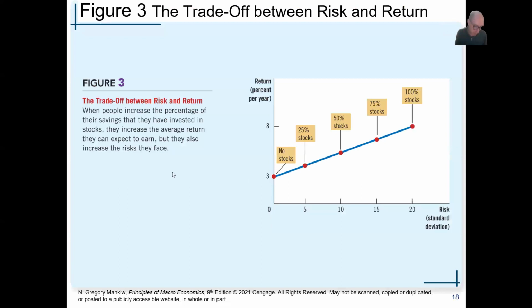This is the correlation between the risk and return between stocks and bonds. A bond, no stocks. You invest in a bond, 3% return, 0% standard deviation. And then we see stocks, right? 25% stocks, 50, 75, 100. The more stocks you have in your portfolio, the greater the risk is, and the greater the standard deviation.